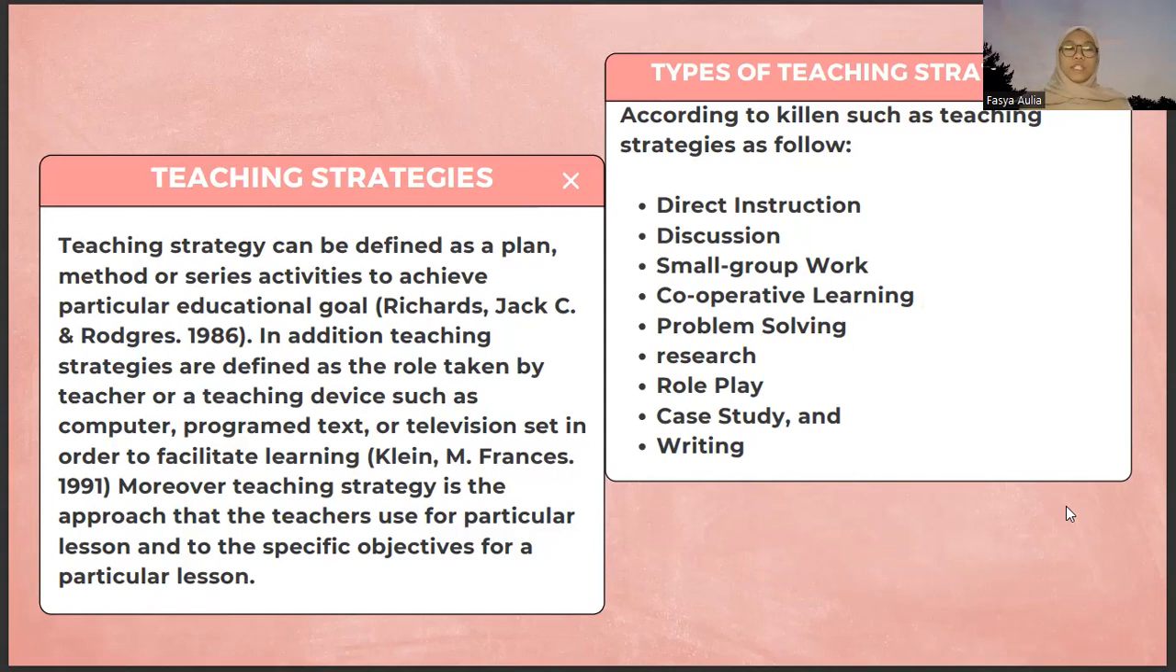1991. Moreover, teaching strategy is the approach that the teachers use for a particular lesson and for the specific objectives of a particular lesson. According to Killen, teaching strategies are as follows. First, there are direct instruction, discussion, small group work, cooperative learning, problem solving, research, role play, case study, and writing.